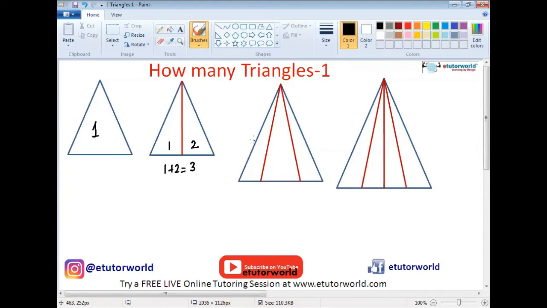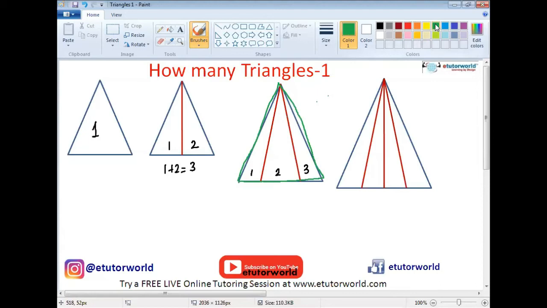Now let's look at the next triangle. Here it is divided by 2 red lines. So let's count the triangles. One is this triangle, number 1. Then this is the other triangle that is formed. This is the third triangle that is formed. Now let's look at the other triangles that are formed inside this figure. Here is a bigger one. That is the fourth triangle.